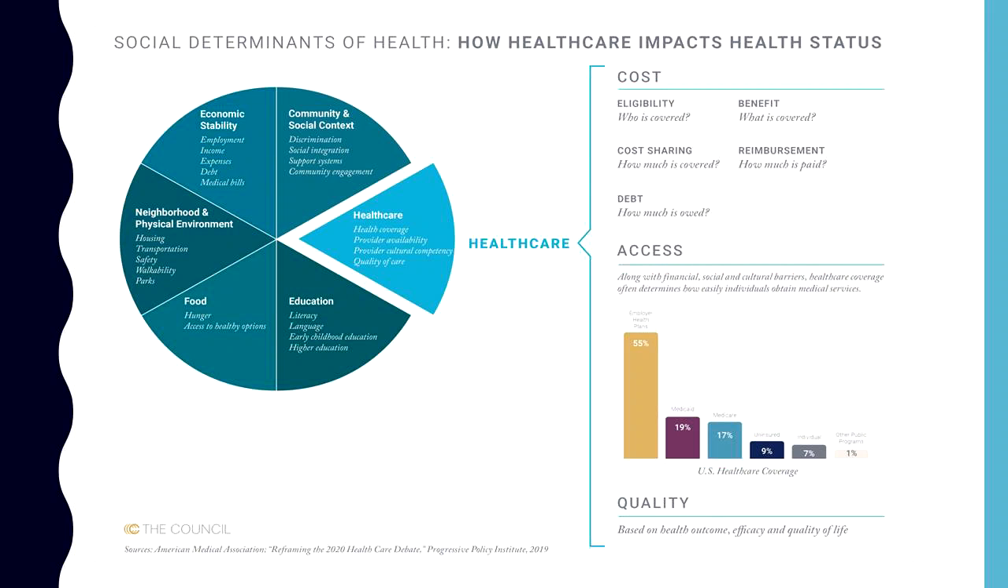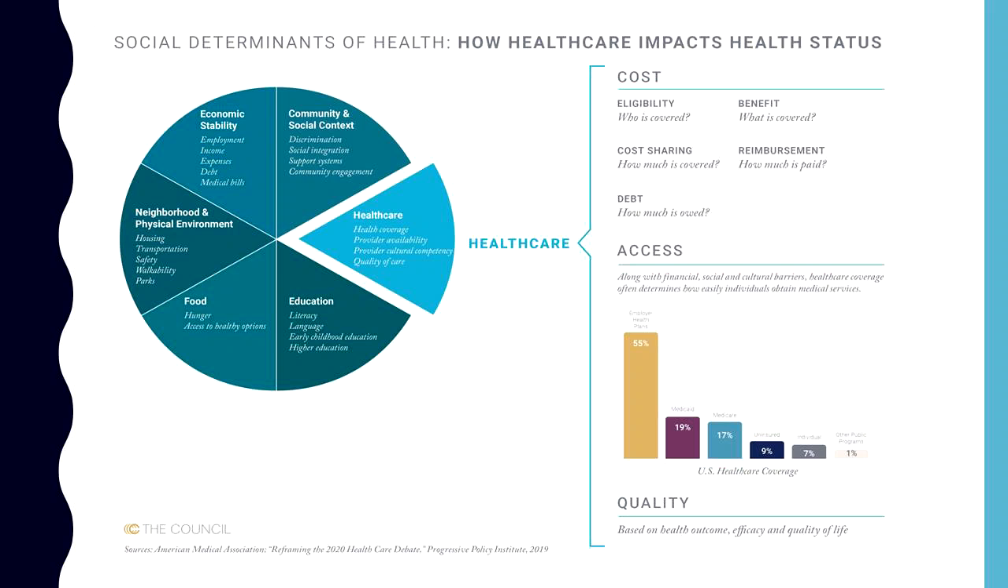How healthcare impacts health status is very important. There are three main elements: cost, access, and quality. Cost is very important because some people are or are not covered by health insurance, and then there's a variation in types of benefits, and also how much cost sharing there is, or how much people have to pay out of pocket, or how much debt they owe. Access is also very important because along with financial, social, and cultural barriers, healthcare coverage often determines how easily individuals obtain medical services.